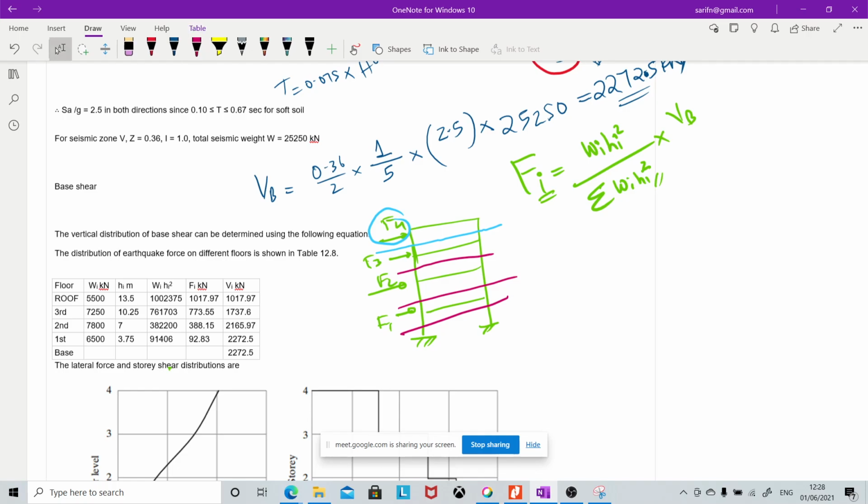So that is what I have done here. 1017.97, that is the story shear here. In the next one I have added that too, so this we will be getting. In the next one, you will be adding all the story shear till here, and you will be writing here. In this one, the entire thing will be written here and here.